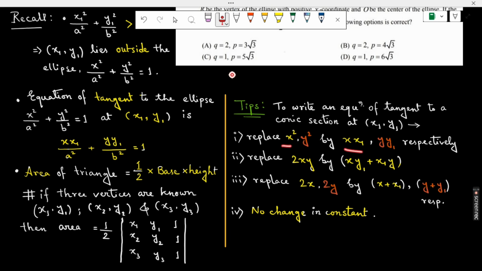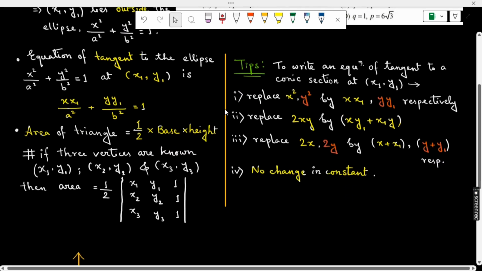Replace x square by x x1 if you are trying to write the tangent at the x1 y1 point. Then replace y square by y y1. Replace 2xy, if present in the equation, by x y1 plus x1 y. Replace 2x by x plus x1. Replace 2y by y plus y1, and if there is any constant then no change. So apply these tips. Here you can check that x square is replaced by x x1 and y square is replaced by y y1, and the constant is as it is.